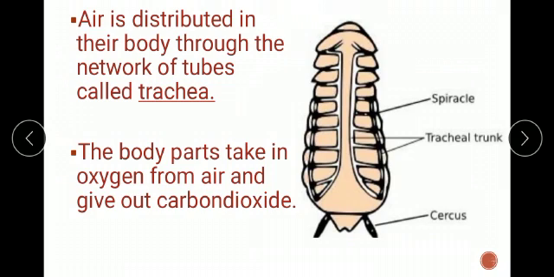When they breathe in through the spiracles, the air is distributed in their body through the network of tubes we call trachea. Then the body parts take in oxygen from air and give out carbon dioxide through the spiracles.